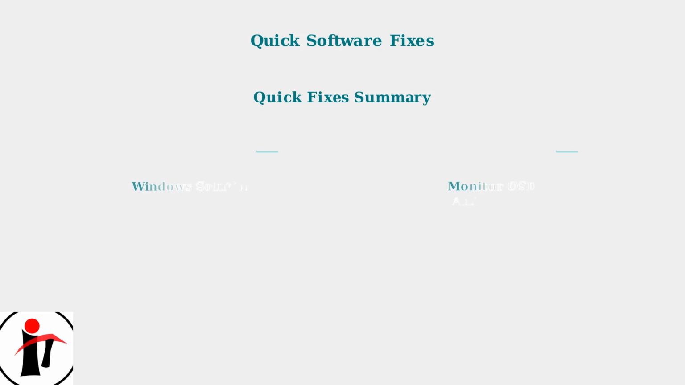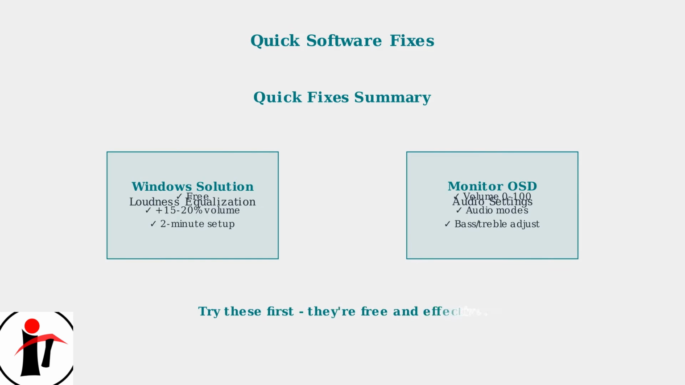These software optimizations are your first line of defense against weak Sceptre monitor audio. They're completely free, take just a few minutes to implement, and can provide noticeable improvements. Try both Windows Loudness Equalization and your monitor's OSD settings before considering hardware upgrades.